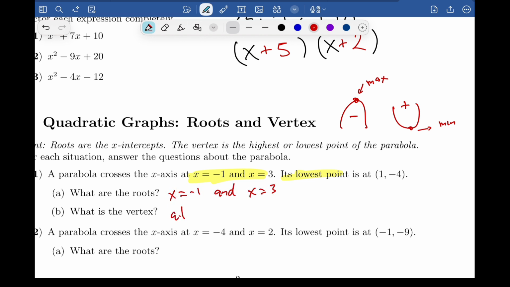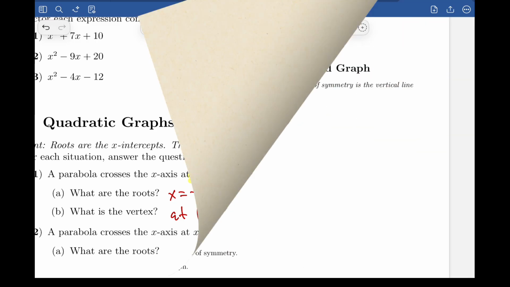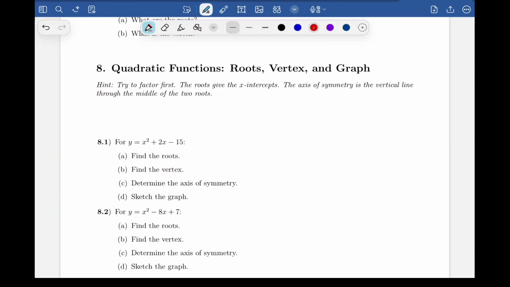So this is at 1 comma minus 4, easy peasy. When we have to find the roots, vertex, and graph, first, to find the roots of any quadratic equation, in this case, let's do the first one, x squared plus 2x minus 15. Remember, we are going to find the two factors. We are going to factorize this.